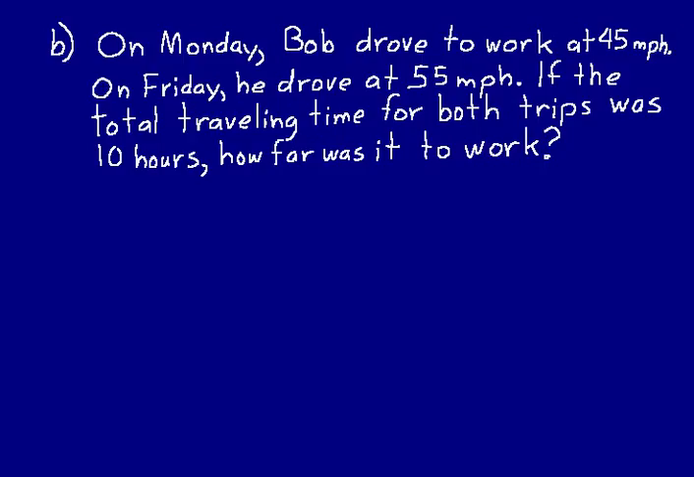Let's do one more. This one says that on Monday, Bob drove to work at 45 miles per hour. On Friday, he drove at 55 miles per hour. If the total traveling time for both trips was 10 hours, how far was it to work? So we want to know a distance here. And we know we're doing problems with equal distances, so let's set our diagram up first here. And we'll draw 2 vertical lines.